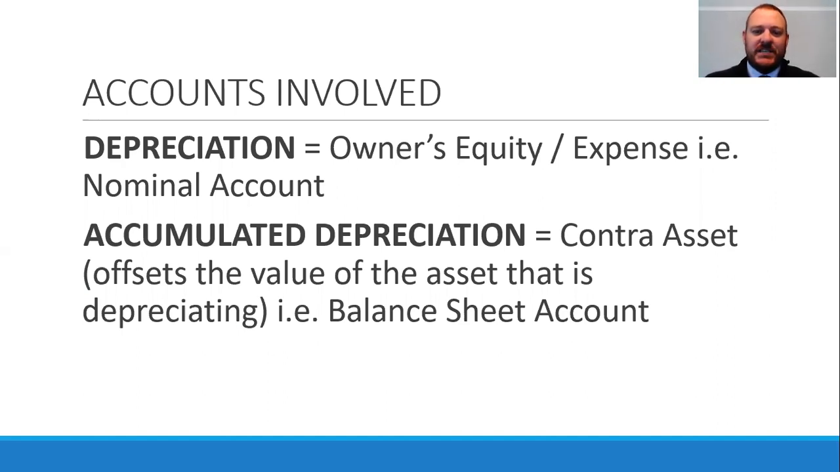Depreciation, we know, is an expense. Okay, so we know it'll be a nominal account, and like all expenses, they will be debited. And we know what effect an expense has on the accounting equation. A is equal to O plus L. The second account involved is obviously where we need to bring this to your attention.